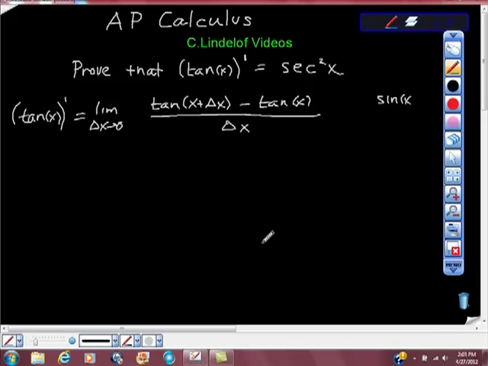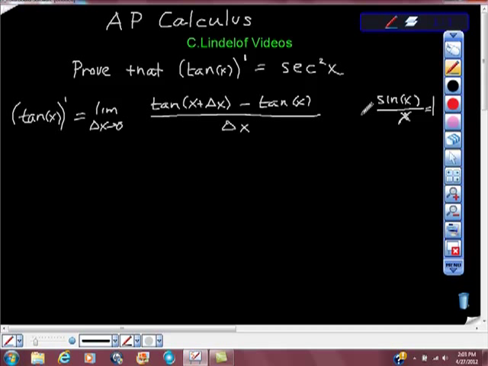Okay, AP Calculus, we're asked to prove that the first derivative of tan of x is equal to secant squared of x. I'm going to do it using the limit process. The first thing I want to talk about is this little rule here that sine of x over x is equal to what? 1. Good, so this is x down here. So we're saying sine of theta, sine of anything over itself is 1.